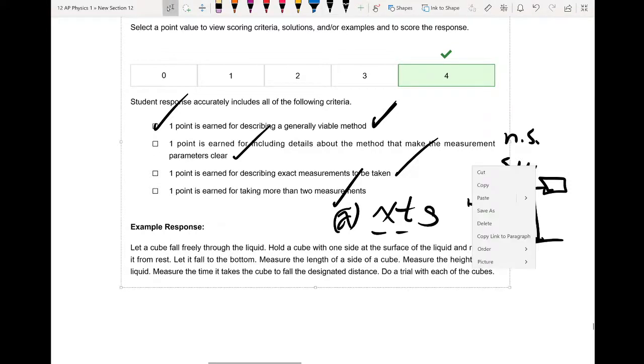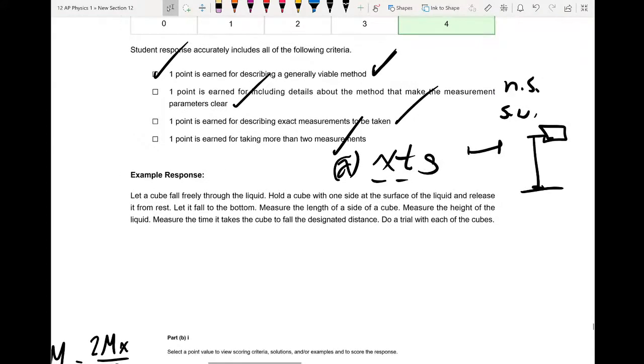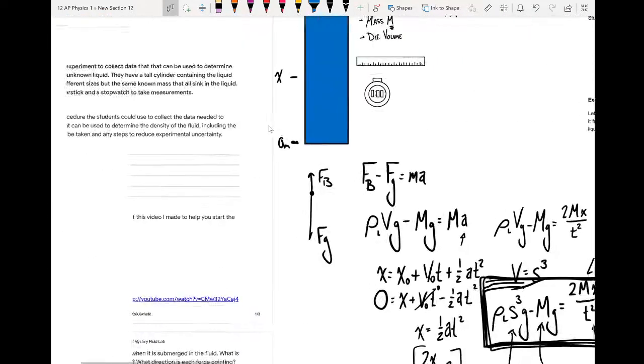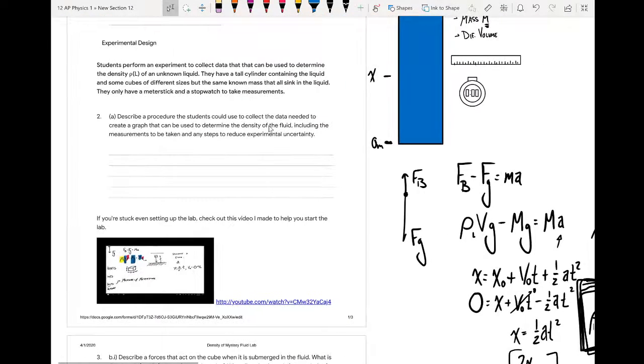So let's just read their example really quick. Let a cube fall freely through the liquid, hold the cube with one side at the surface of the liquid and release it from rest, let it fall to the bottom, measure the length of each side of the cube, measure the height of the liquid, measure the time it takes the cube to fall a designated distance through the liquid for each cube. Cool, so that's as simple as we need to be. Ours may be a little bit overly complicated, but I kind of like ours. It's kind of nice, and it's ours, so why not?